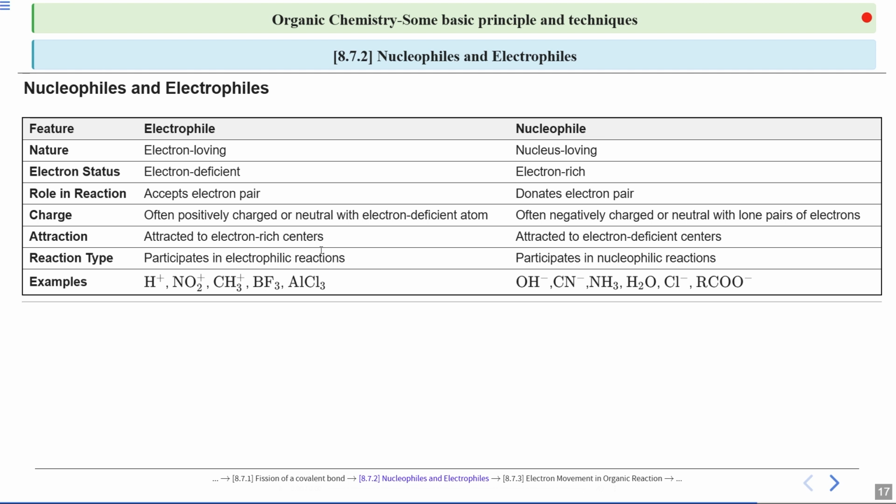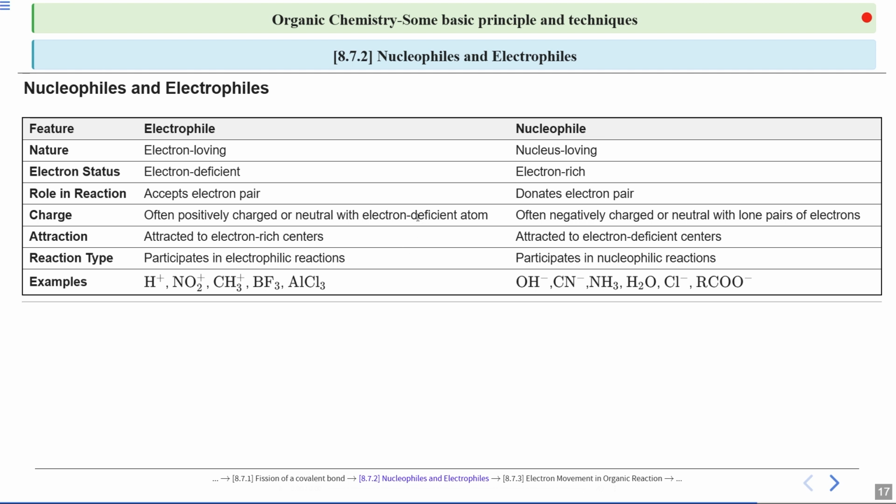Now, generally I told you that positively charged species are electrophiles. But if you take the case of BF3, it has a sextet, not an octet, meaning it has only 6 electrons in the valence shell. As a result, it can accept electrons because of its electron deficiency. Similarly, AlCl3 also has 6 electrons in its outermost shell. Therefore, it can receive electrons from other electron rich species.